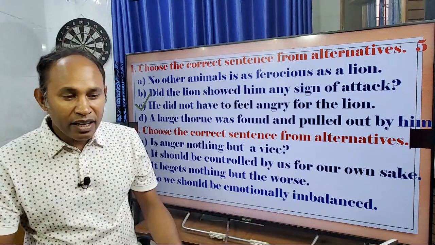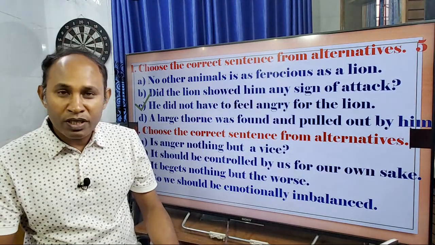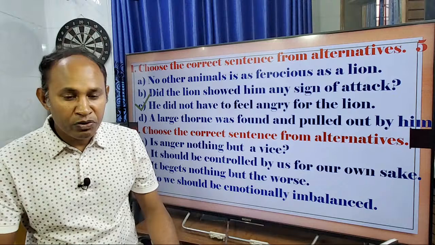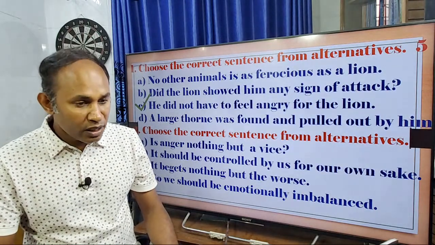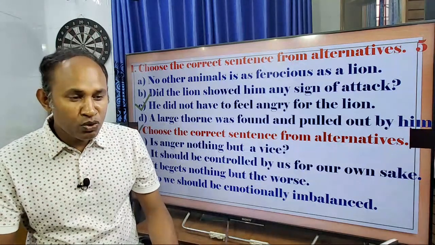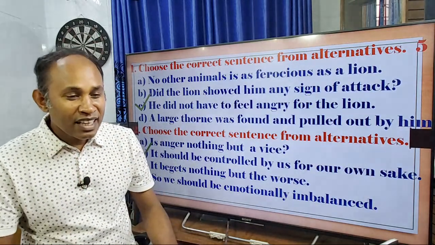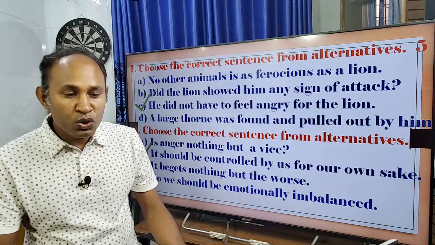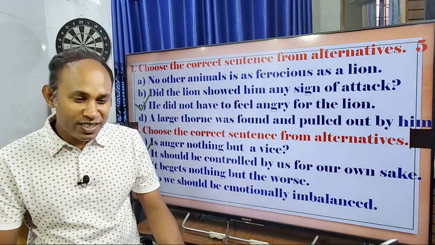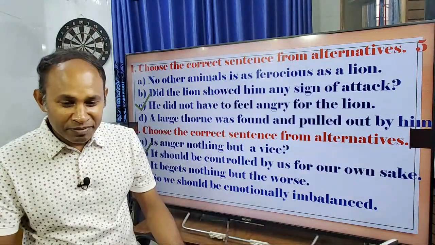Yes, is anger nothing but a vice? So the first option is wrong. Your answer is absolutely the right answer, so this time you have got six. And your answer is absolutely right: it should be controlled by us for our own sake. That's the right answer.